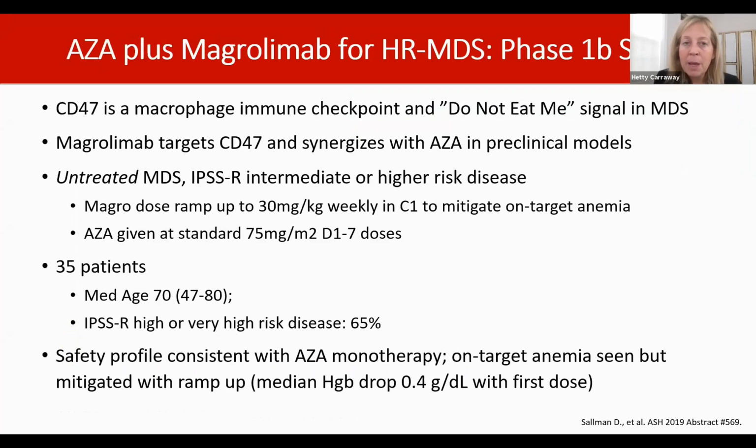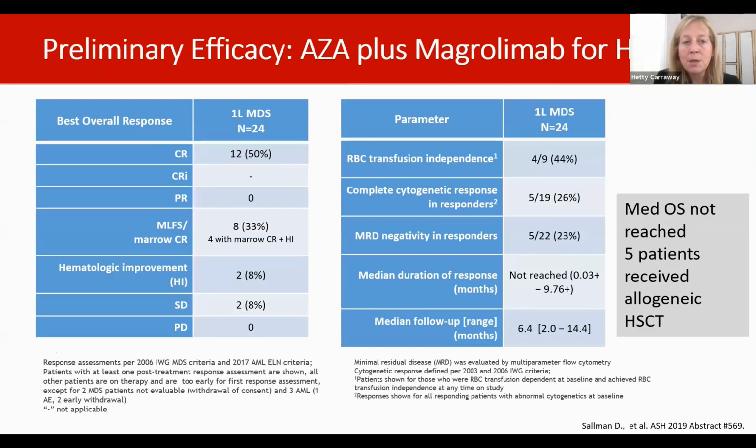Finally, with AZA plus magrolimab, this is a phase 1 study that was also studied. It targets a macrophage immune checkpoint, the do-not-eat-me signal, in those patients with MDS, again studied in a cohort of about 35 patients. And here you can see complete response rates in some of those patients between 44 and 50%.